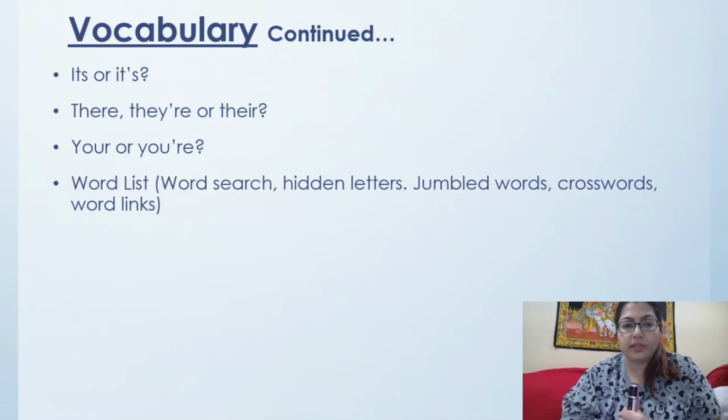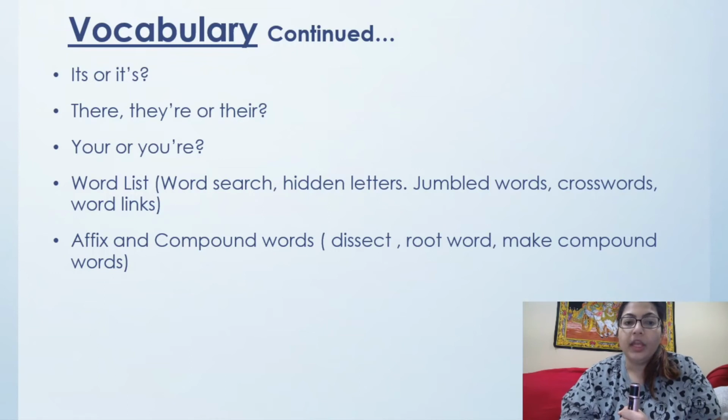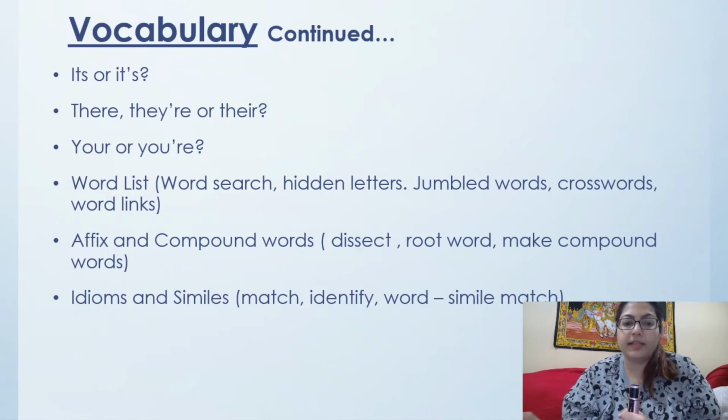Then we have word list. Word list will be word search, hidden letters, jumble words, crossword, word links. These are the ways we will be reinforcing the word list again and again in different ways. Then we have affix and compound words. This will be mostly the dissection of suffix and prefix. And then we will be having root words, identification of the root word, and then making compound words using two simple words. Then we have idioms and similes.